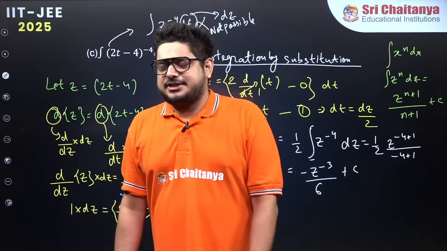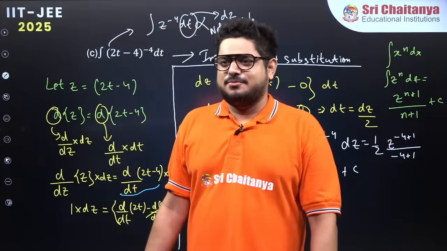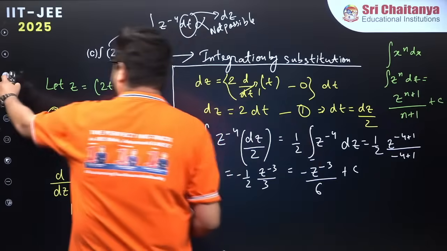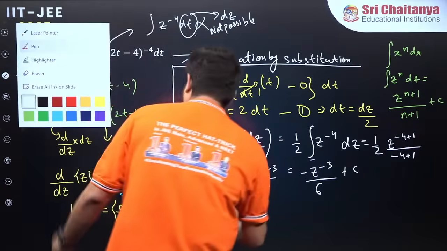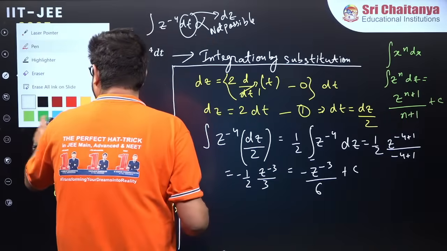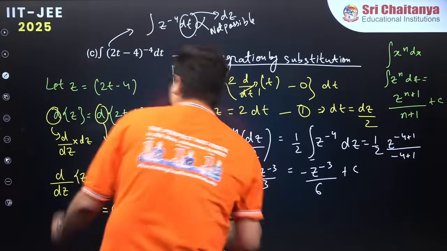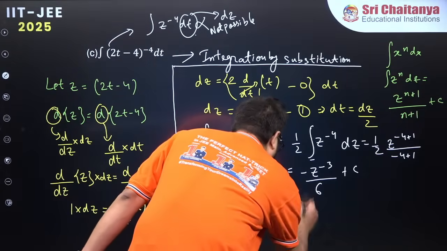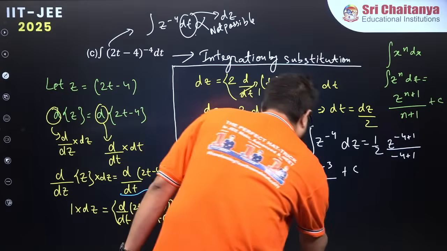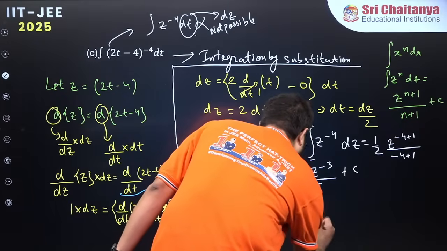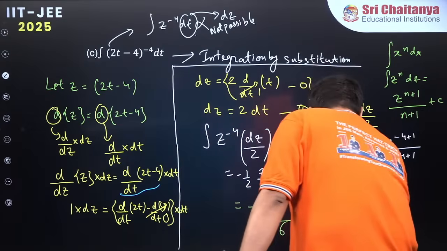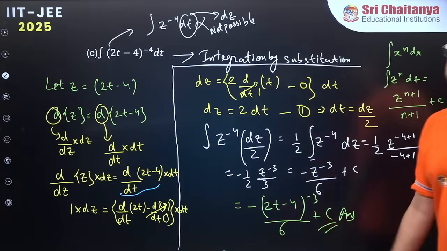So now what needs to be done over here? What is required to be done? Now you have to re-put the value, which is z equal to 2t minus 4. So I will write it as 2t minus 4 whole to the power of minus 3 by 6, plus c is the answer to your question.